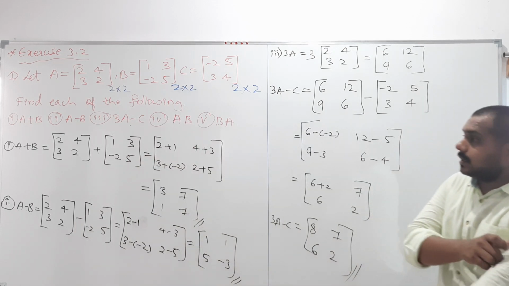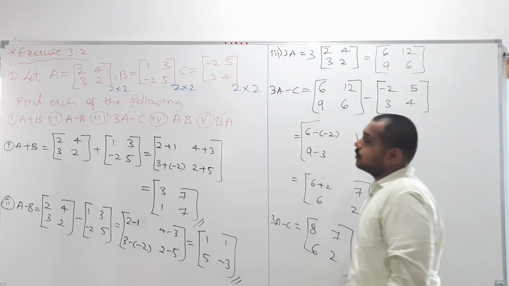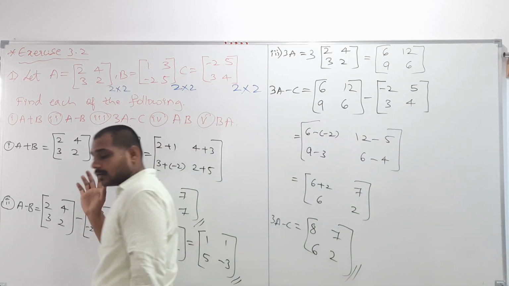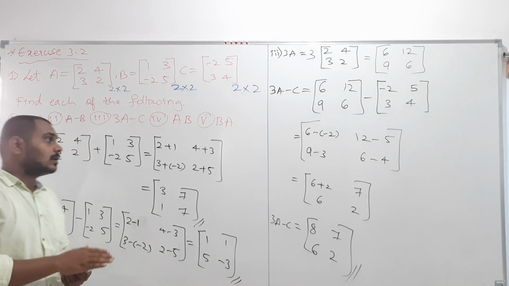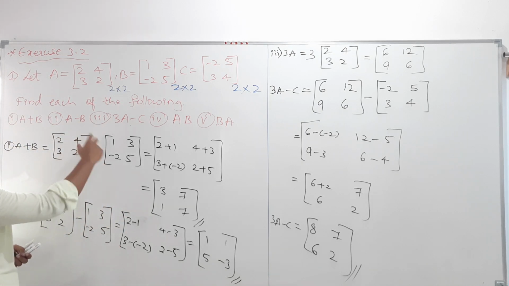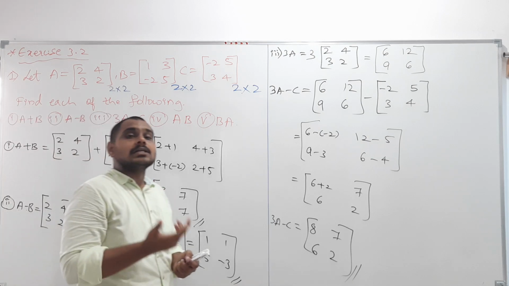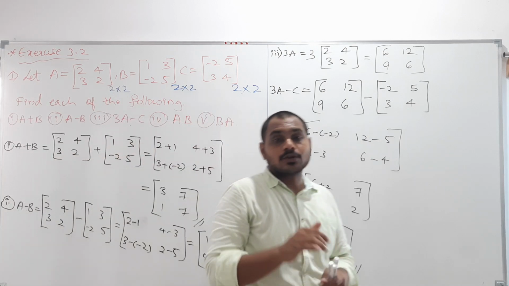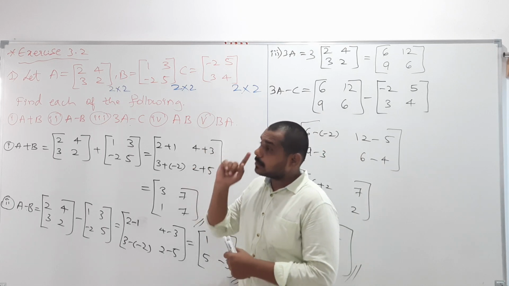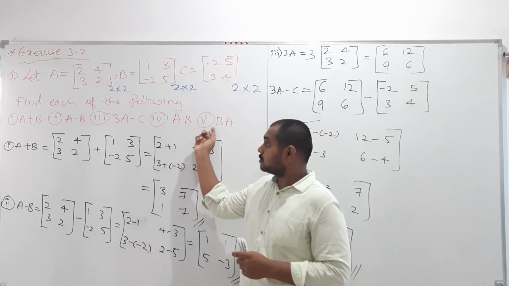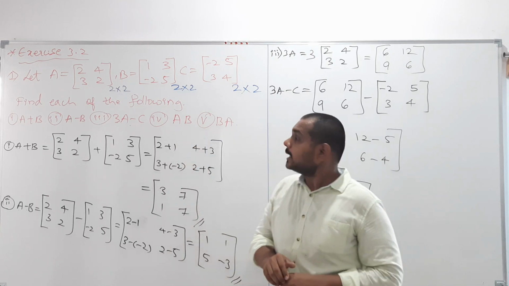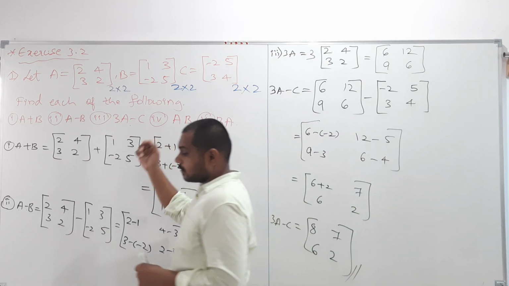And next, now we should solve the fourth one, that is AB. Now it's our concept, because today's class we are discussing multiplication. The questions I solved up to 3 are all based on addition and subtraction. But today's class I am discussing the multiplication of matrices. So that concept comes from these two questions, AB and BA. So now we will solve the fourth one.